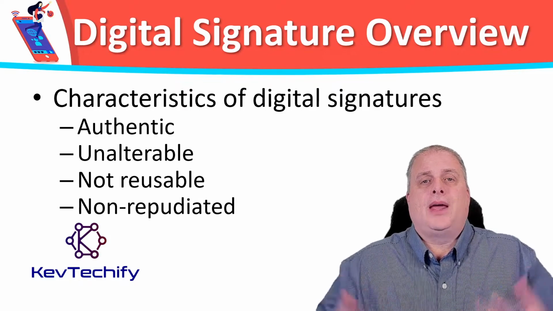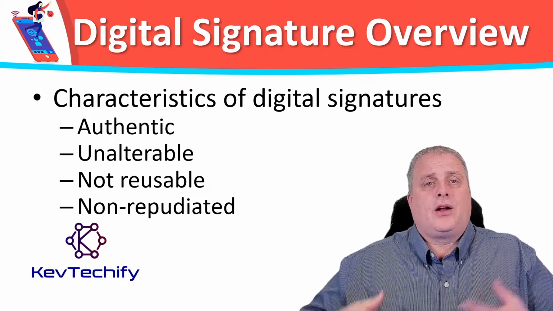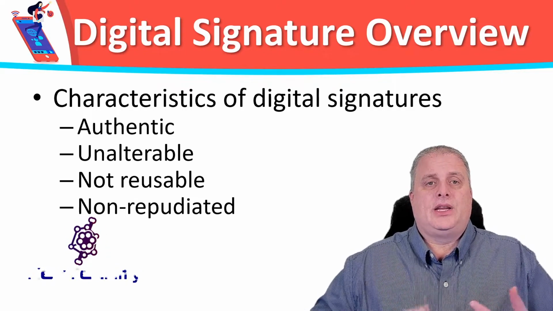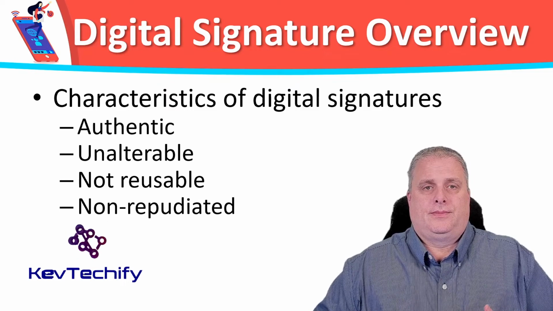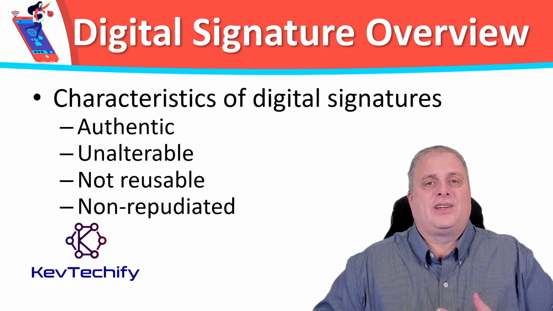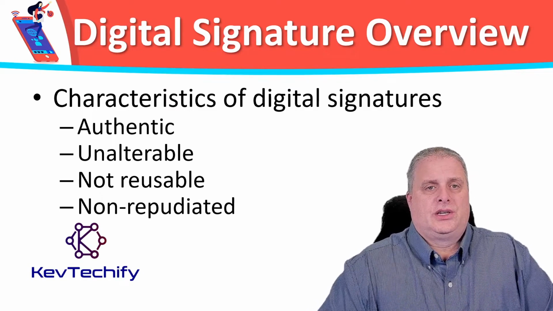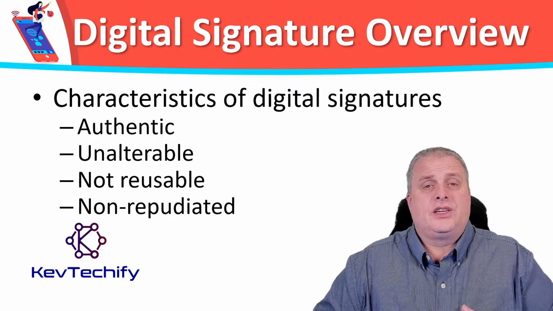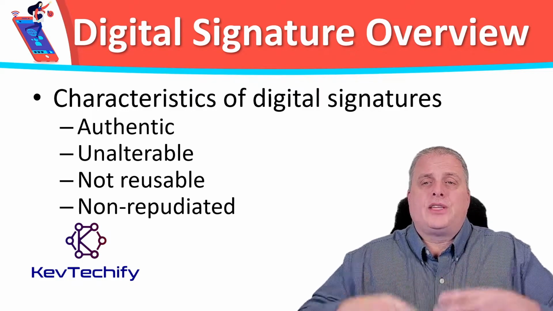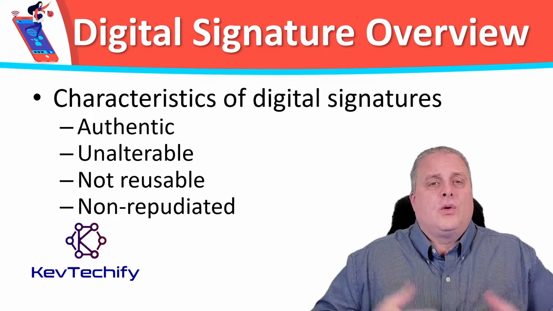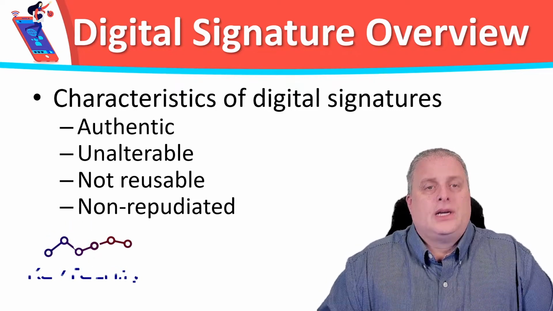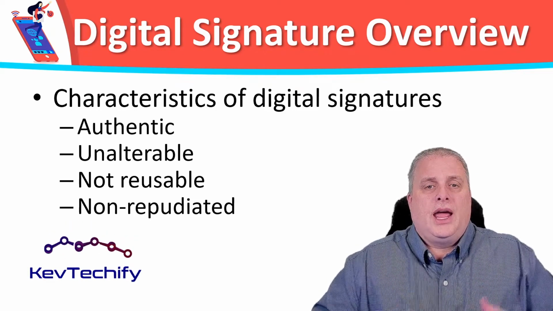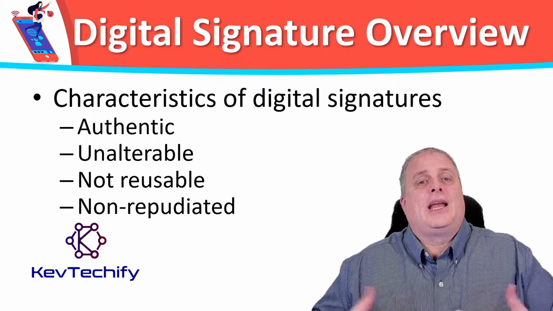Digital signatures are mathematical techniques used to provide authenticity, integrity, and non-repudiation. Here are the 4 characteristics of digital signatures. First one is authentic. The signature cannot be forged, and it provides proof that the signer and no one else signed that document. Second one is unalterable. After the document is signed, it cannot be altered.